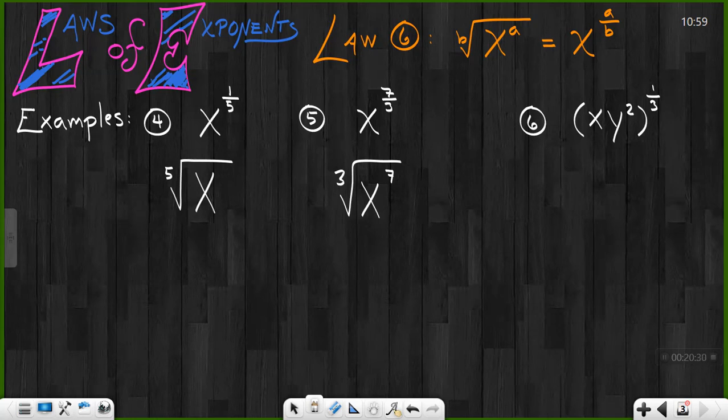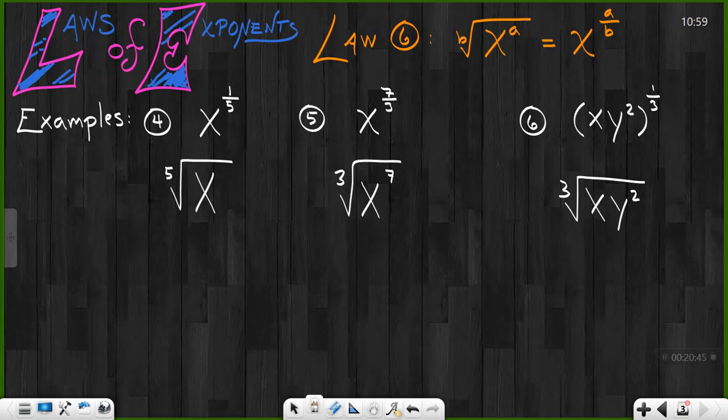And this last one, I'm taking 1/3 to the entire group. So that means the entire group is going to be to the first power. And I'm going to put it under a cube root, making my denominator the root value. And that is how we apply Law 6. Or that's how we use it to rewrite things.